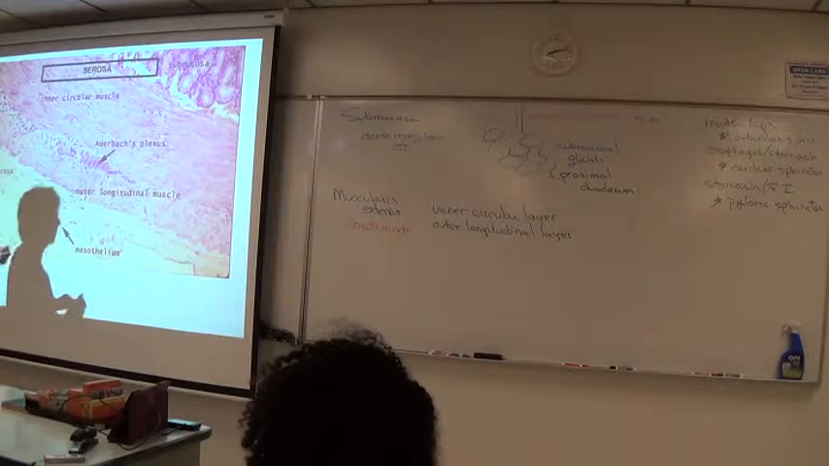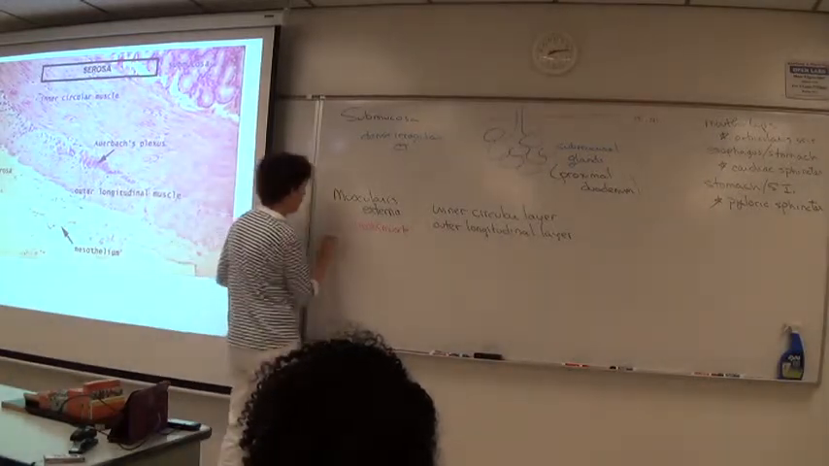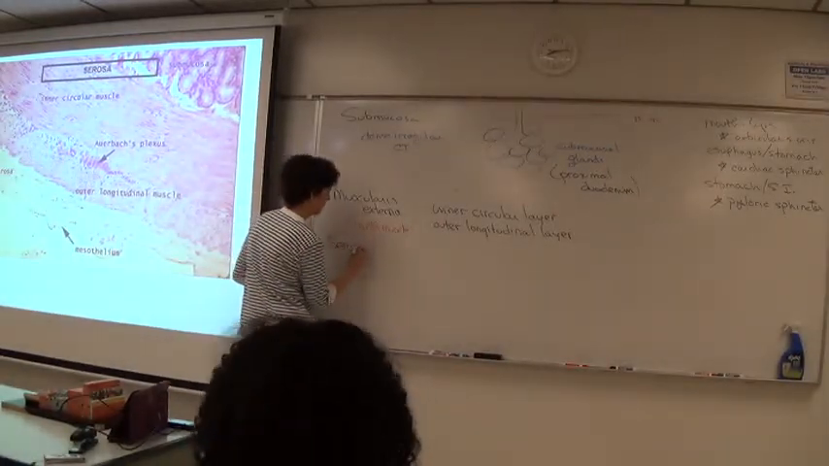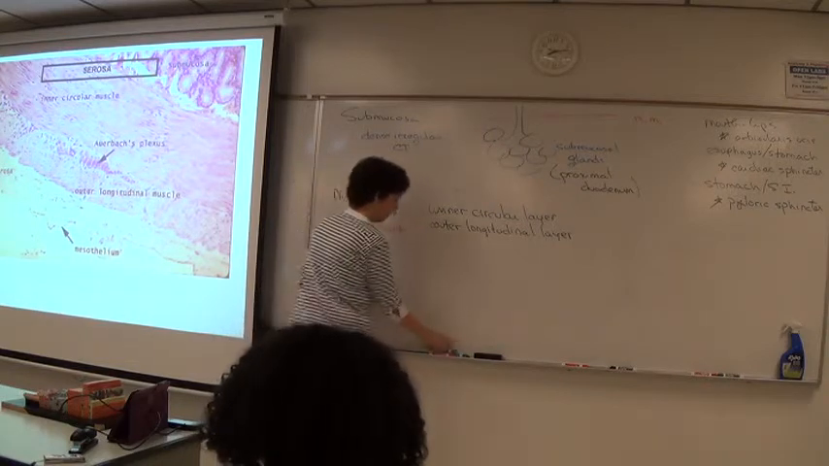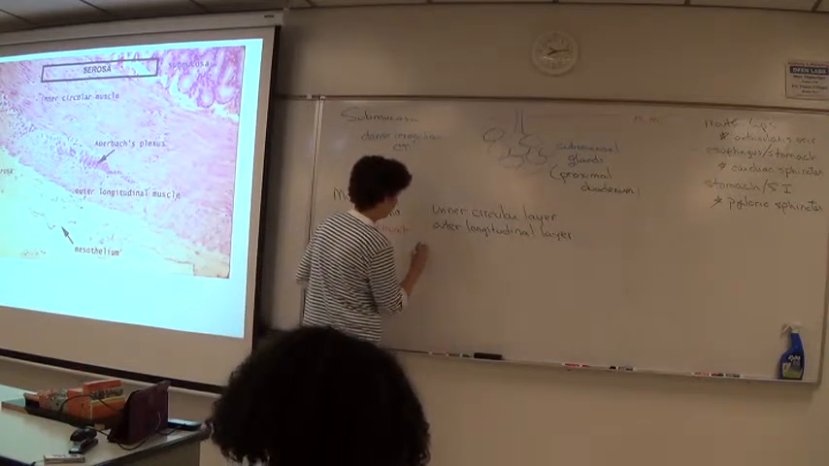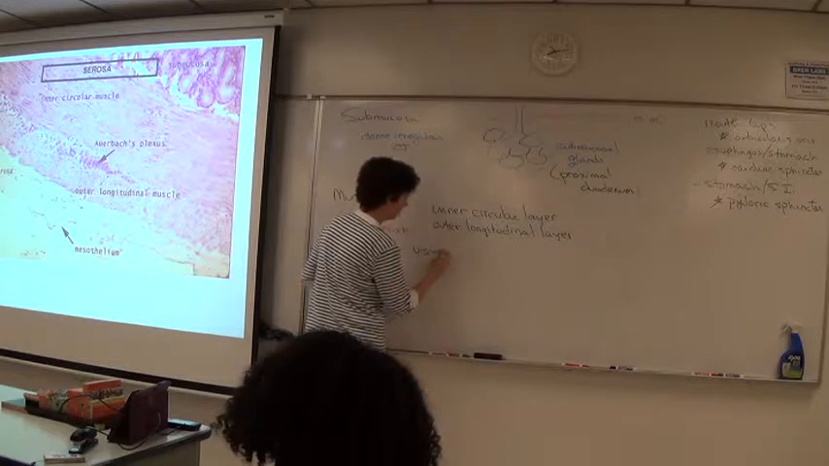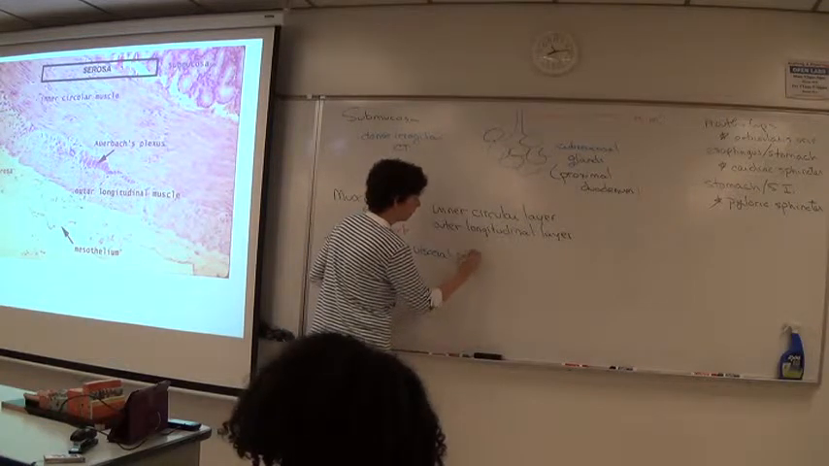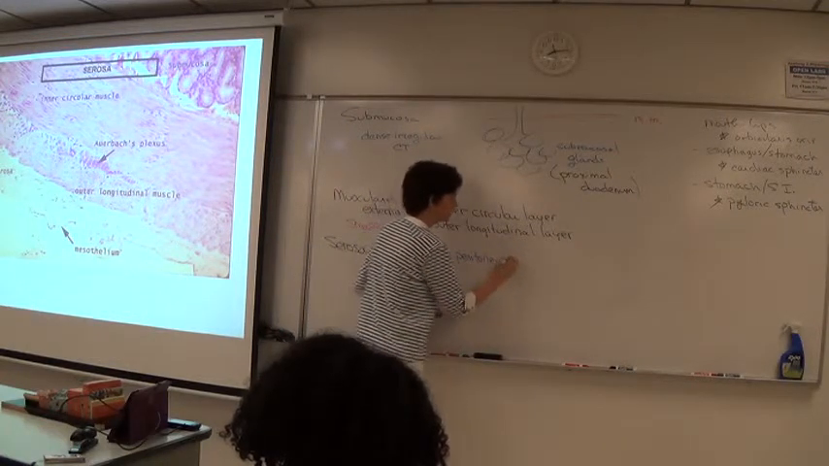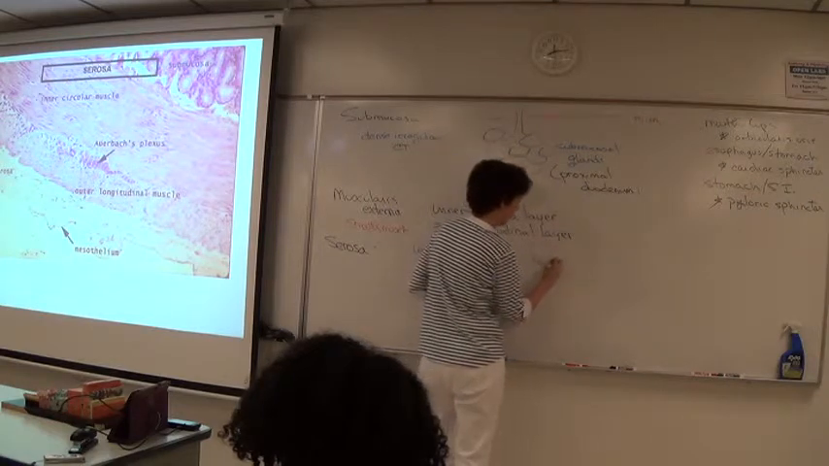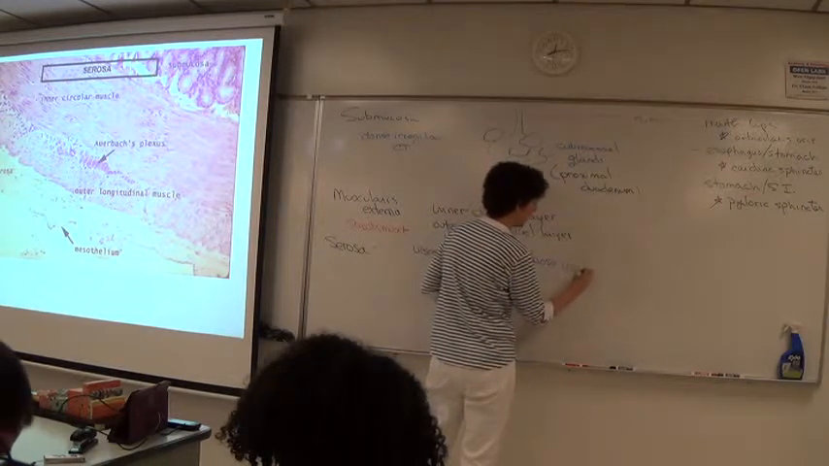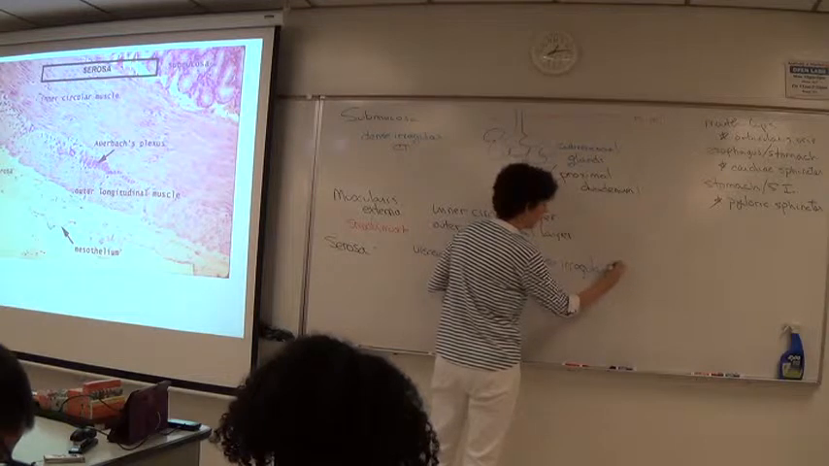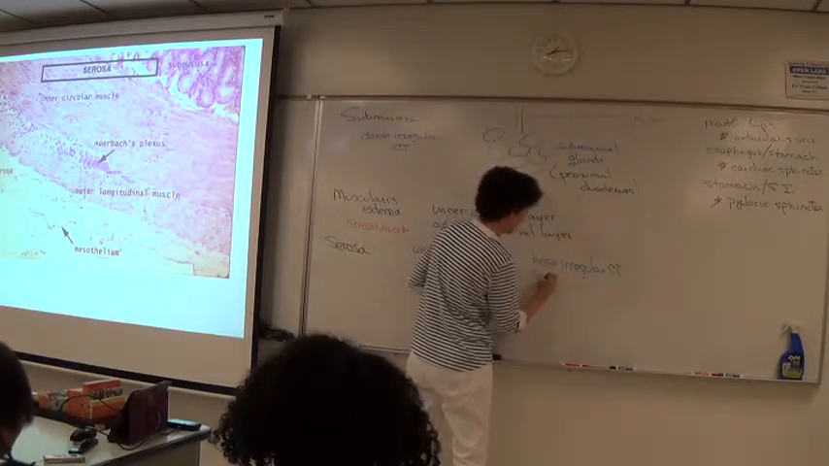So that's our last structure then, the serosa, which is the visceral peritoneum, loose irregular connective tissue attaching it to the muscularis mucosa, and then an outer simple squamous epithelium.